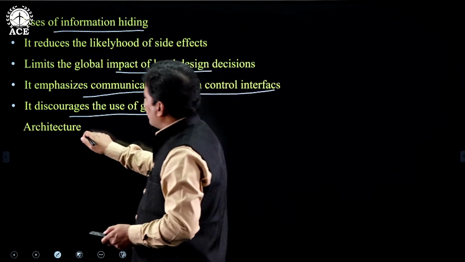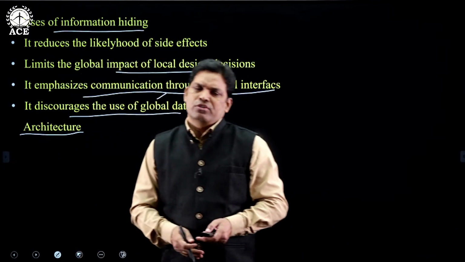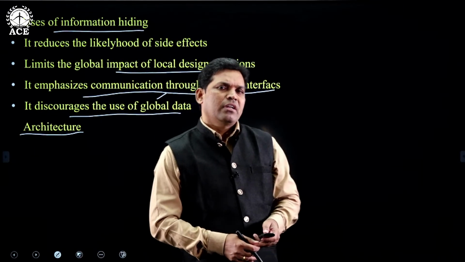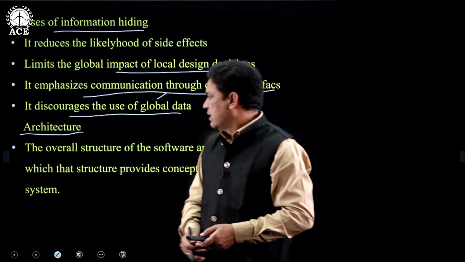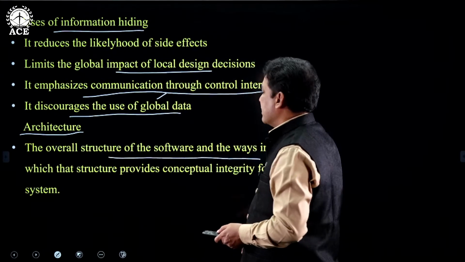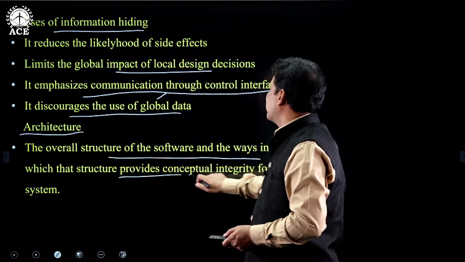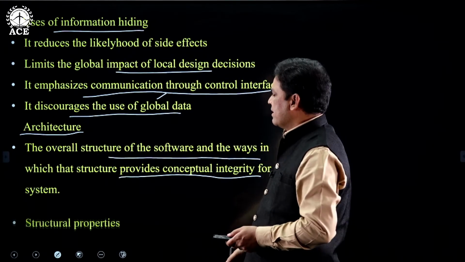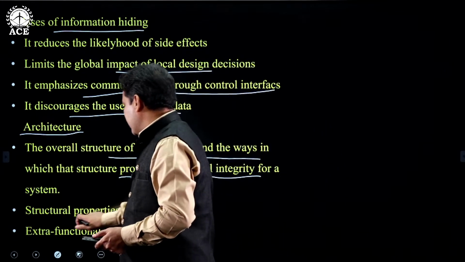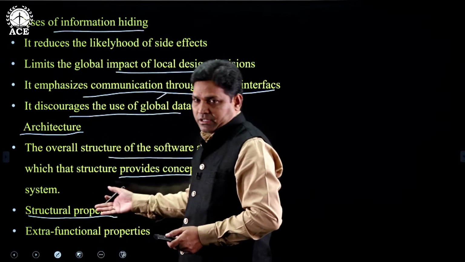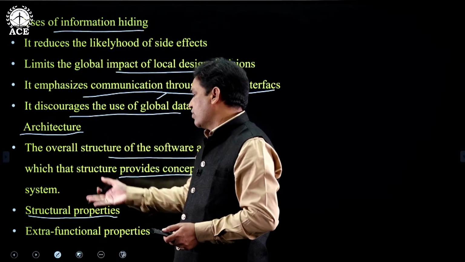And about architecture also we had discussed. So what is software architecture? Any software architecture is a collection of components and interfaces among components: the overall structure of the software and the ways in which that structure provides conceptual integrity for a system. So that is structural properties, which represent the structural model of your software system.